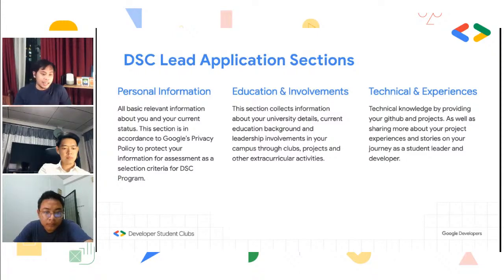events. And then next is the education and involvement that you have, where this section is more about asking you your university details, your current background in your degrees, and also your leadership experience that you're taking. And of course, last is your technical knowledge and experiences, things that you've done that you immerse yourself in the campus or externally as well. So we also want to know more about that as well.